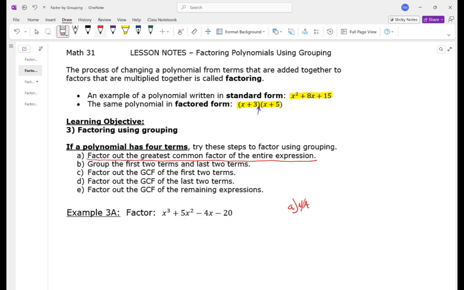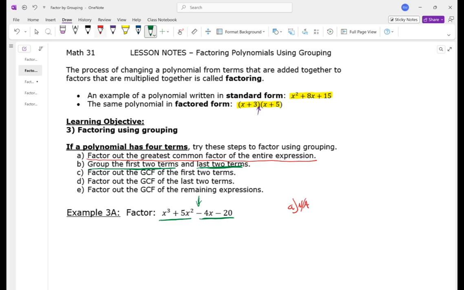Then what we're going to do is group the first 2 terms and the last 2 terms together. I just do that by underlining them. I don't like to use parentheses because I'm going to use parentheses in the next step, and then sometimes that gives me a little bit of an error with the sign in between.